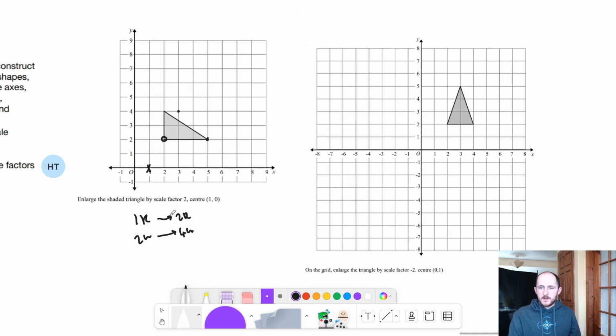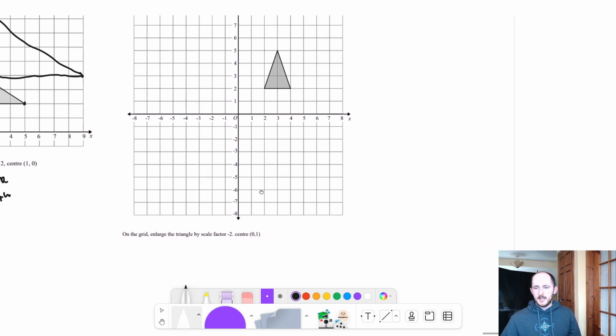To get there, I need to go 1, 2, 3, 4 to the right and 2 up. So that becomes 8 to the right. 1, 2, 3, 4, 5, 6, 7, 8 to the right, so it'll be on 9. And then 4 up. 1, 2, 3, 4. This one is 1 to the right and 2 up. So now it becomes 2 to the right and 8 up. So 1, 2, 3, 4, 5, 6, 7, 8. And then all you do is join all the points with a nice straight line. Again, you'd use a ruler. As you can see, those shapes are identical, they've just been enlarged.